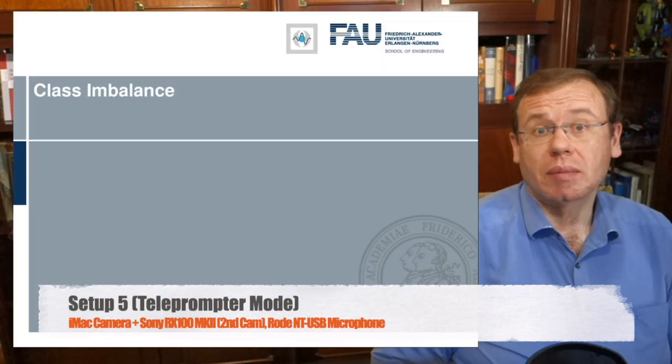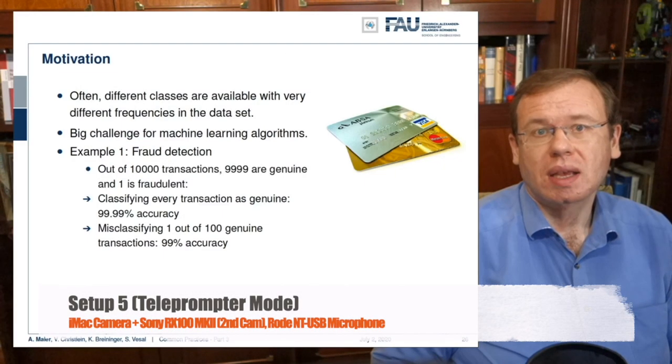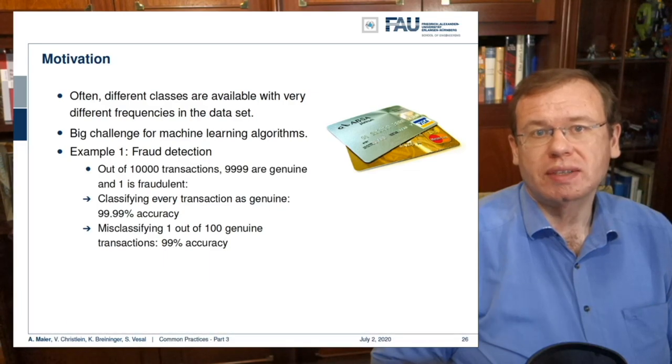So this is how the teleprompter then looks in detail. Let's take the example of fraud detection. Out of 10,000 transactions, 9,999 are genuine and only one is fraudulent.